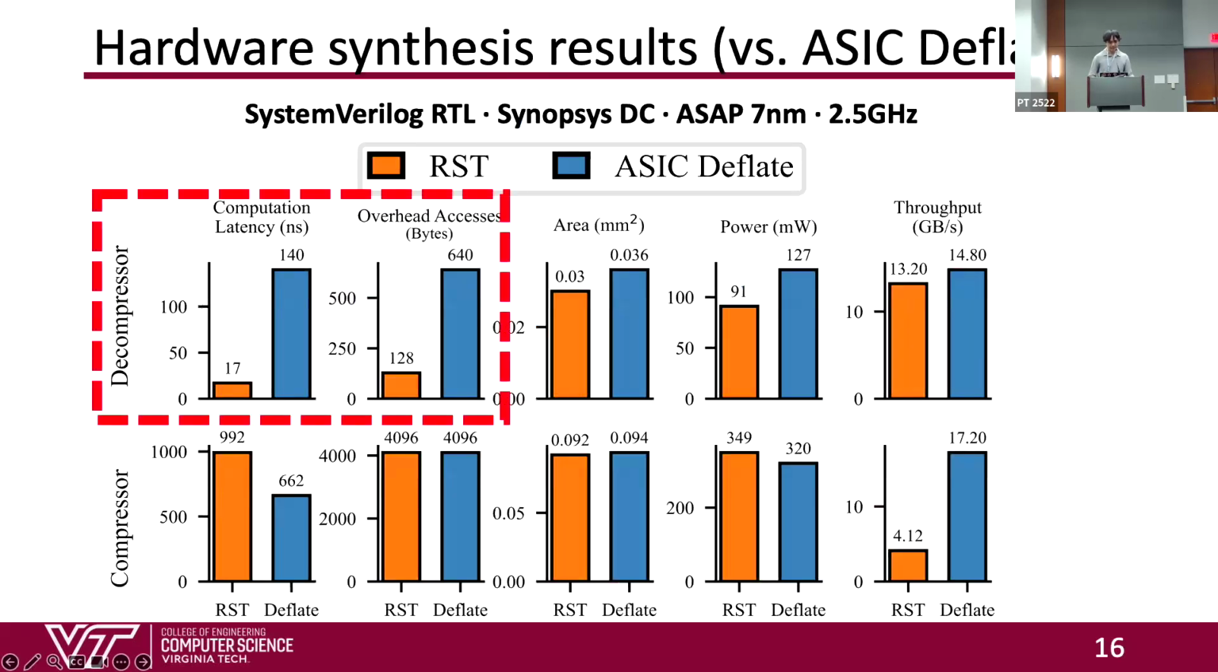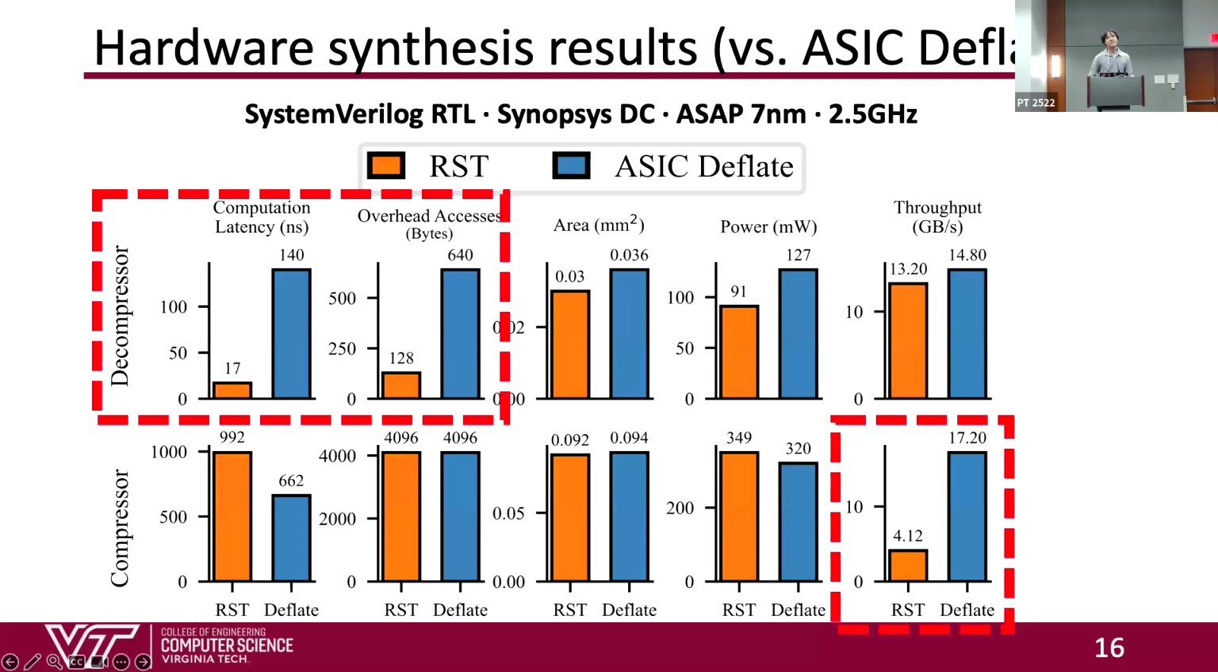And then now for the hardware synthesis results. So I implemented this in System Verilog, and on a 7 nanometer tech node, you can see our synthesis results, and I wanted to draw attention to this decompressor area where we just dramatically reduce the computational latency compared to ASIC deflate by a factor of about 8. And the amount of overhead accesses becomes just the dictionary instead of the first half of a compressed page on average. And then the trade-off is that RST's compressor throughput is significantly lower.